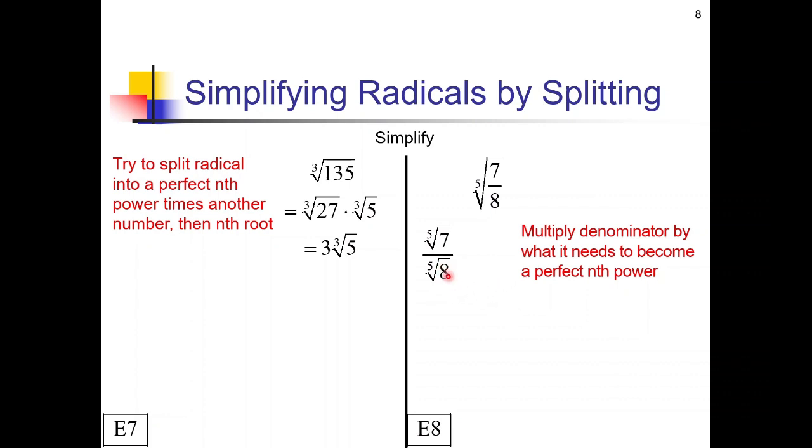Okay, so we've got 8, and we have fifth power is what we're looking at here. So what are some perfect fifth powers? Well, 2 to the fifth power is 32. Does 8 go into 32? It sure does, 4 times.